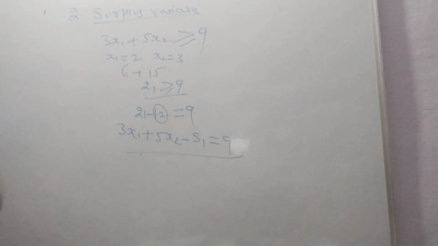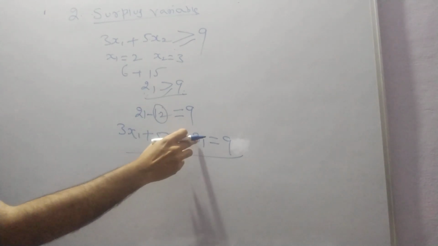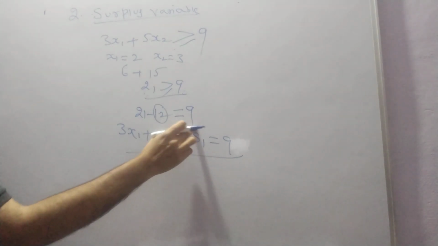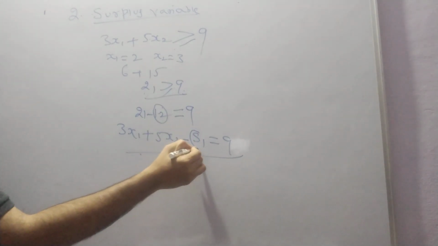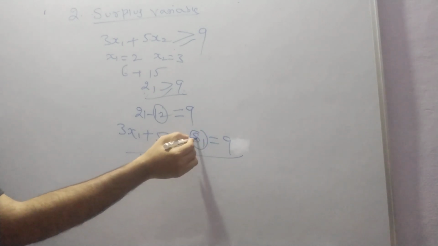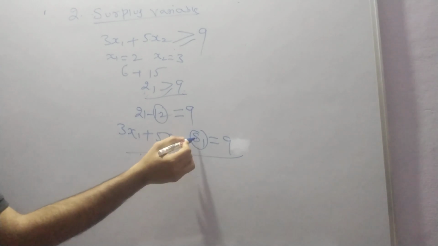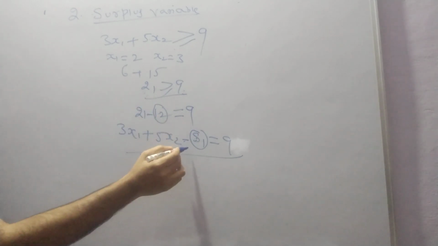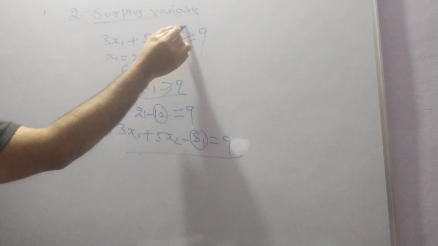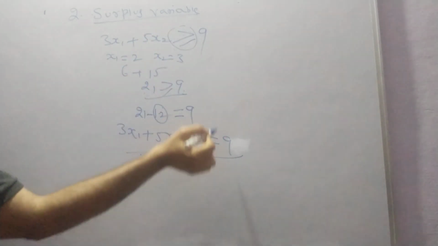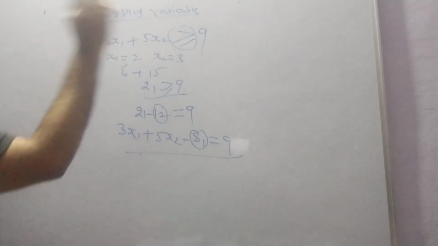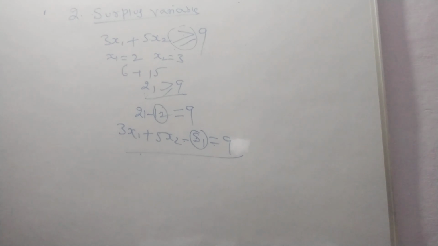So the definition of surplus variable is the non-negative variable. Don't take this minus sign; this variable I am taking is a non-negative variable only. The non-negative variable which is subtracted, that word subtraction is there in the definition. The non-negative variable which is subtracted for greater than inequality to convert into equation form is known as surplus variable.